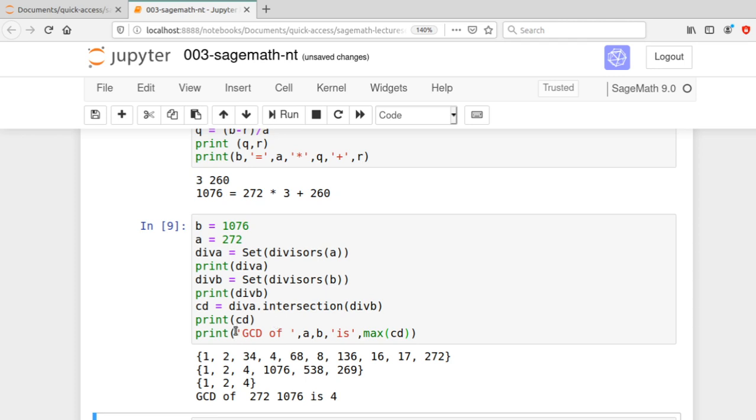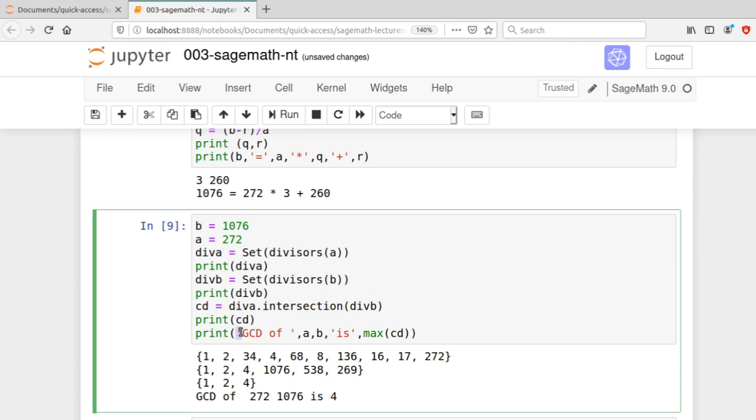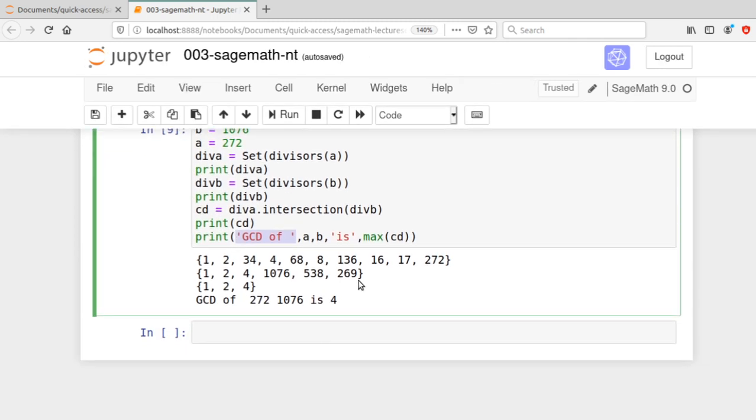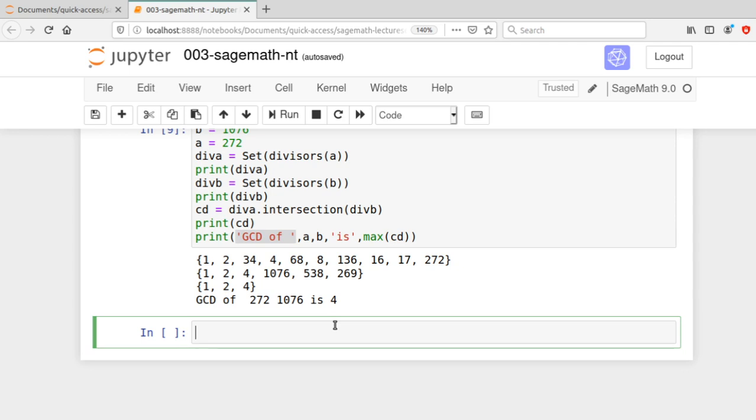See how we used the print statement. Here "GCD of", we wanted to appear exactly like that, therefore we enclosed it in quotes. A and B, we wanted the values of A and B to appear, so there are no quotes. "Is", we wanted to appear exactly like that, so it is in quotes. And max of CD, max is another command in Sage. Of course, you can guess that there is a min command also. Fine. Now the GCD is found.